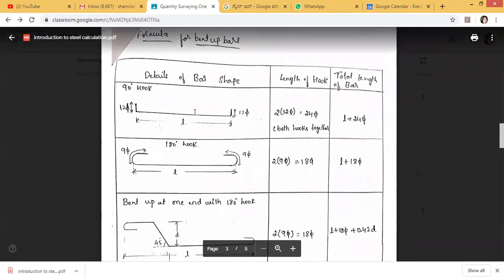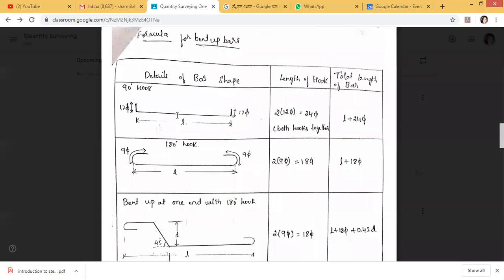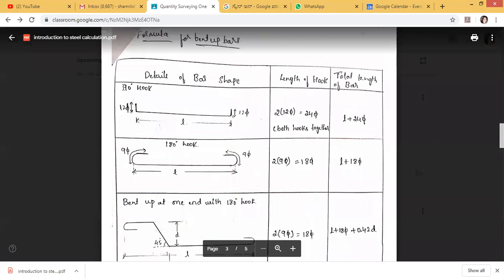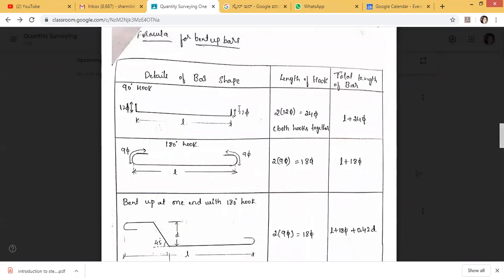Now we shall find out how to calculate this. So first you should know, for the different hooks, what is the length of the hook. First we have the 90-degree hook. For this 90-degree hook, one hook length is 12 dia, but here we have two hooks, so it is 2 times 12 dia. Length of hook will become 24 dia. And L is given here. This L you have to calculate separately in the problems, depending upon the length of the beam. That we will do when we go for the problems.